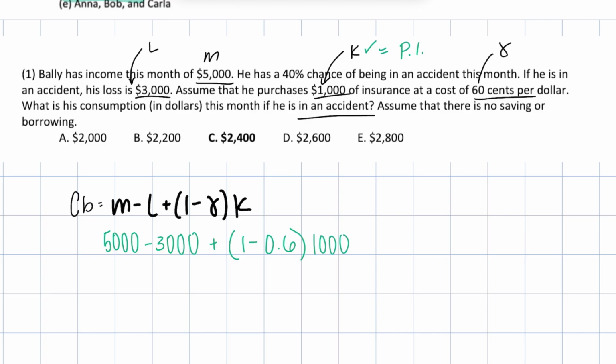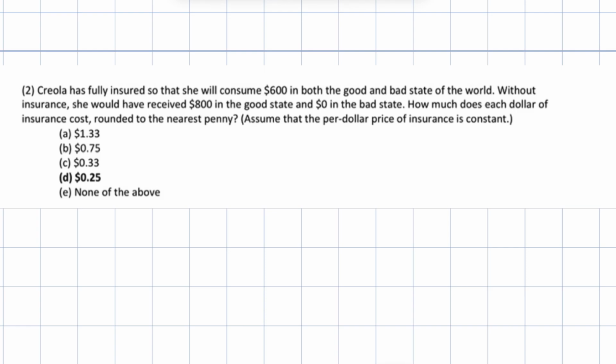Just simplifying that out, we have 2,000 plus 40% of 1,000. So that would have to give us 2,400. So this would be his consumption in the bad state. Now we have Crayola. It tells us that if she were fully insured, she would consume $600 in the good and bad state of the world.